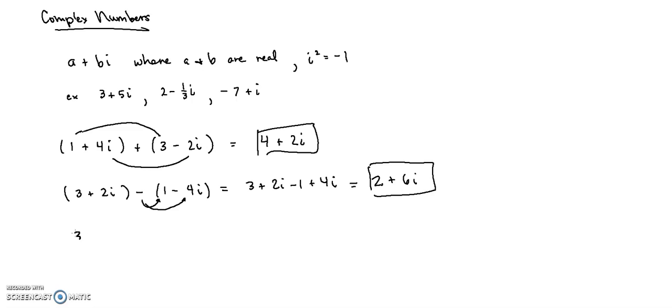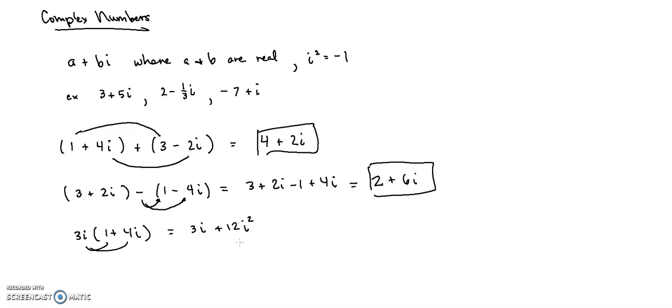If we want to multiply, okay, let's say we want to multiply, we're going to distribute, just like we would have done with x's or a's or anything like that. So we're going to do 3i times 1, multiply the real parts. 3 times 1 is just 3. And then 3i times 4i, 3 times 4 is 12. i times i is i squared.